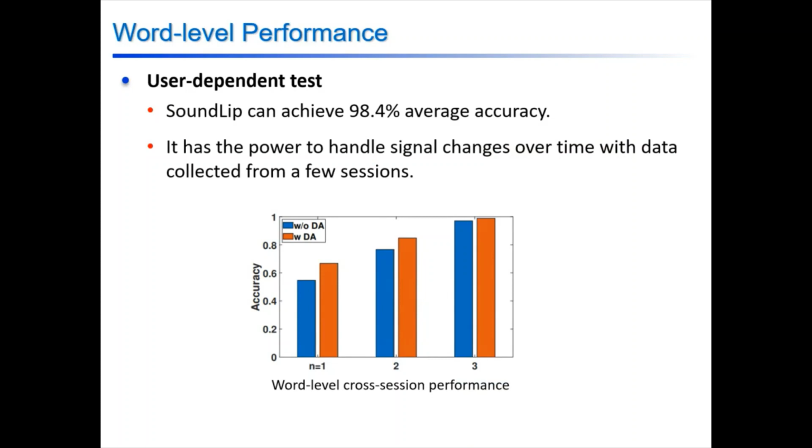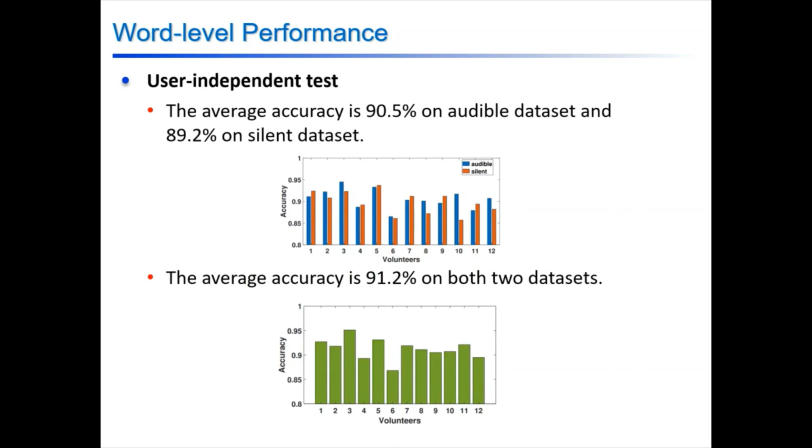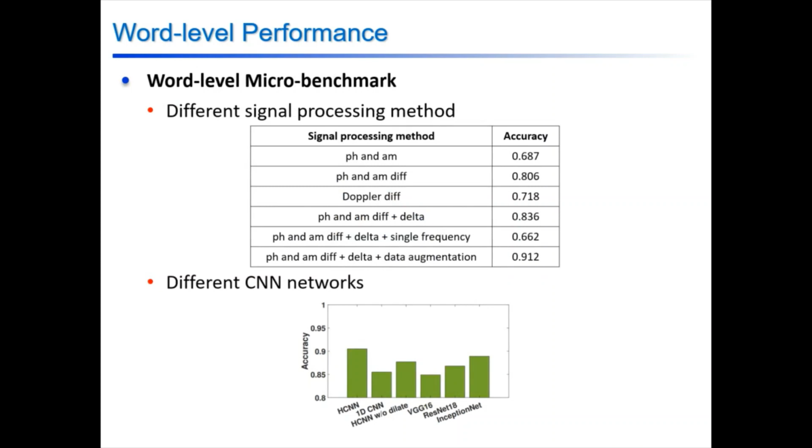First, we evaluate the performance of SoundLip on the word level dataset. In the user-dependent test, we can see that SoundLip can achieve very high accuracy. In the user-independent test, SoundLip can still achieve about 19%, which means our system is robust enough to recognize words from new users. Then we evaluate the word-level micro-benchmark on the user-independent test. We can see from the table that each component in our pipeline boosts the recognition performance to some extent.